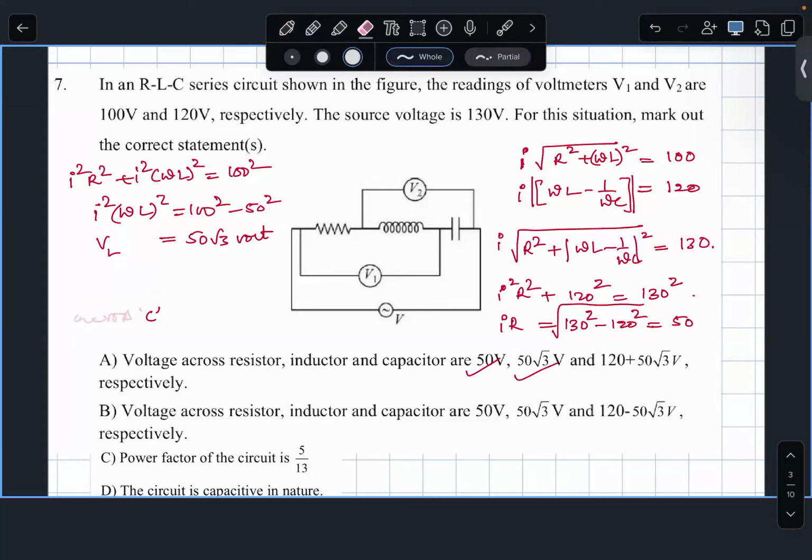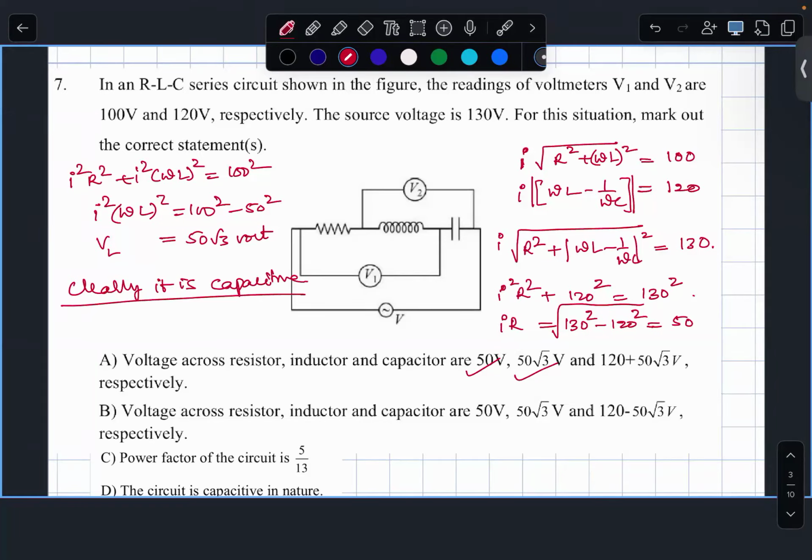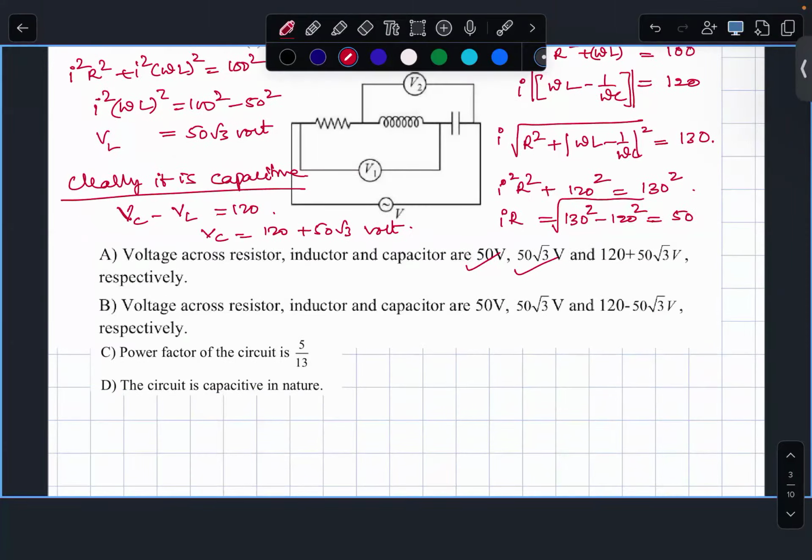So honestly speaking, clearly it is capacitive because VC minus VL is 120. VC can be written as 120 plus 50 root 3 volt. RMS value cannot be negative.